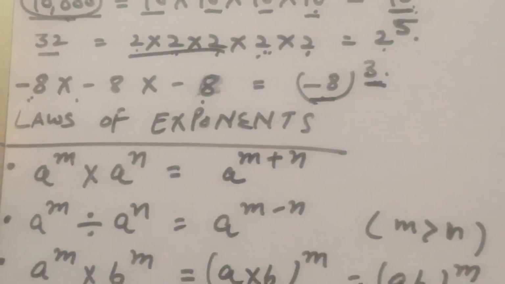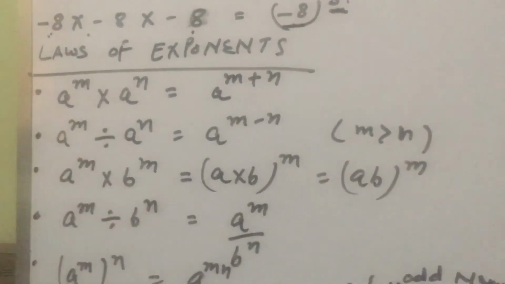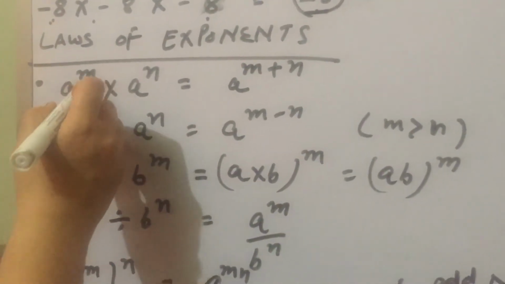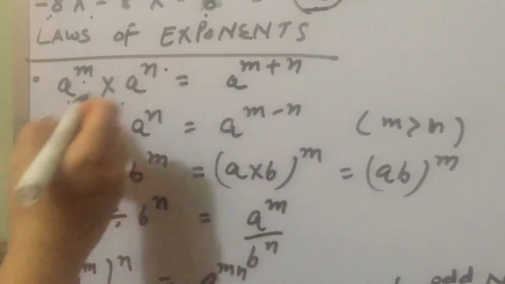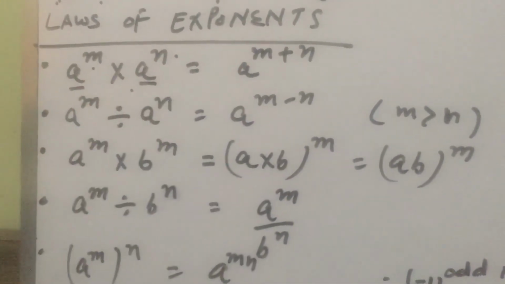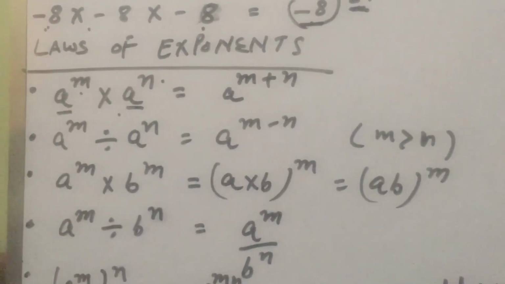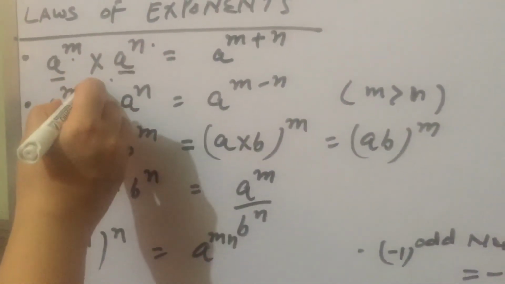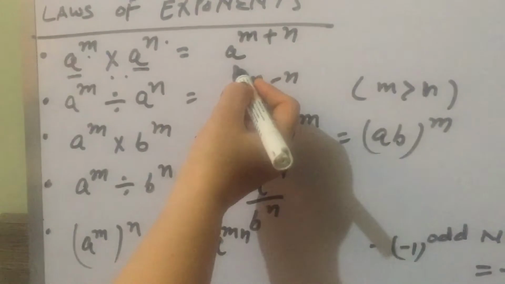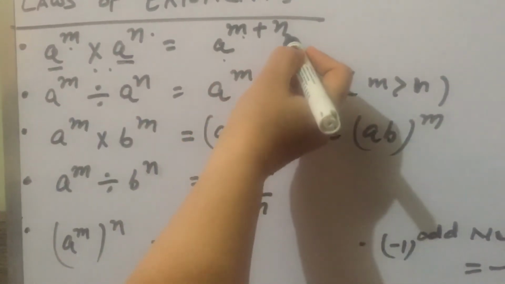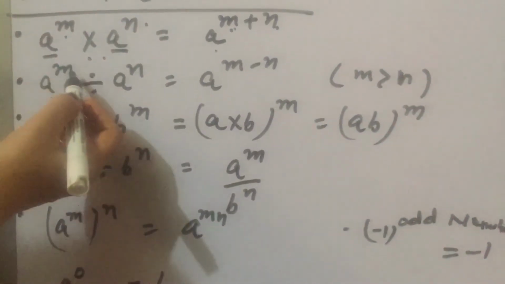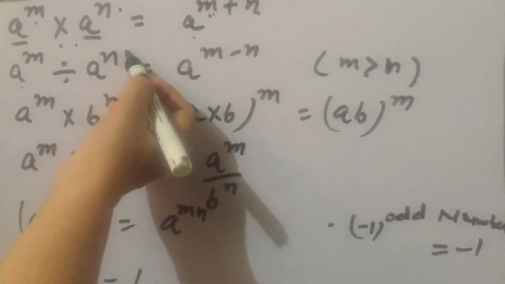Now there are some laws of exponents. These are very important, so learn them carefully. First is a raised to power m into a raised to power n. Now the base is the same and the power is different. So when the base is the same, the power is different and the multiplication sign is here, we can write it as a raised to power m plus n. Power will be added.